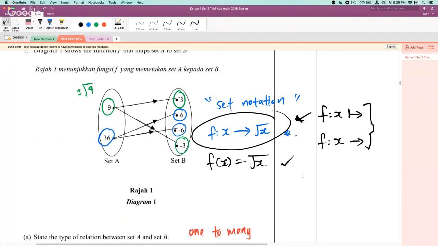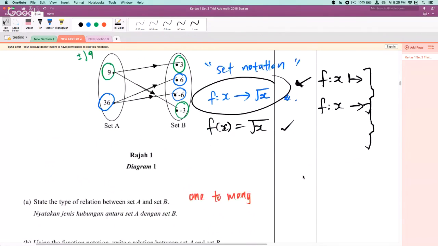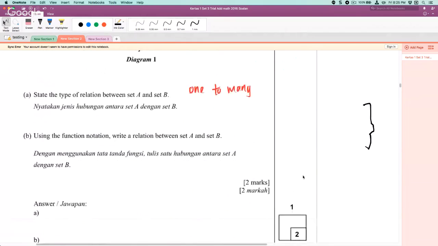Unless the question asks you to find the equation of f(x), then using the equal sign should be correct. But set notation will be slightly different.